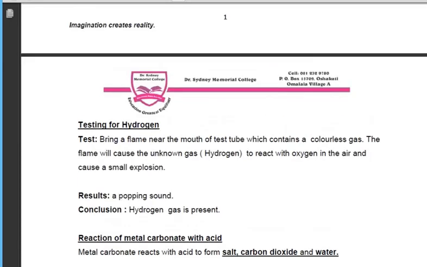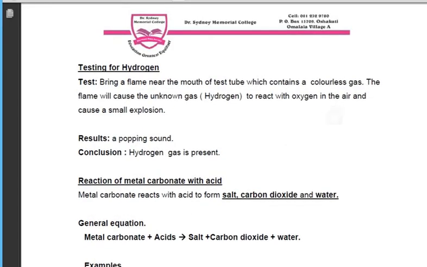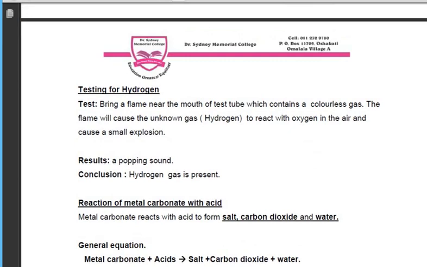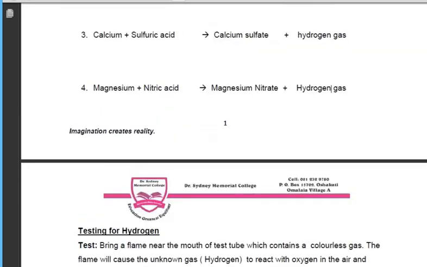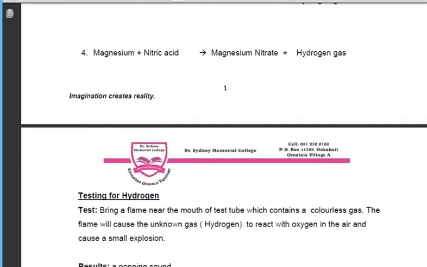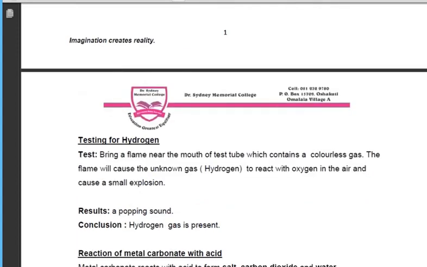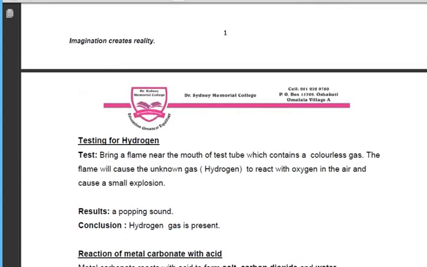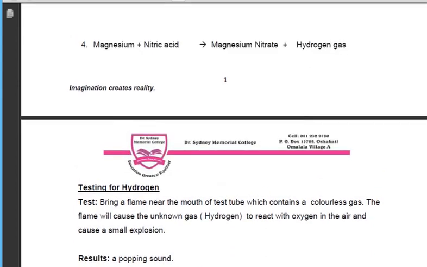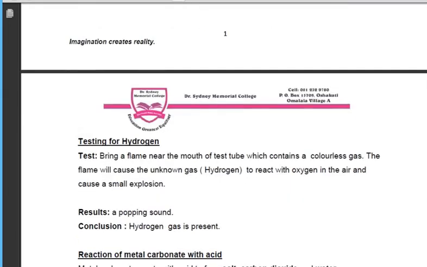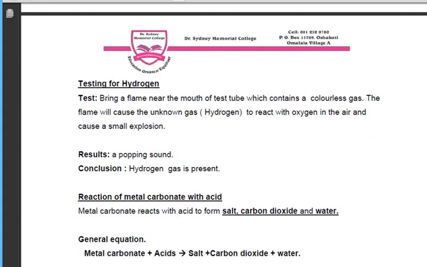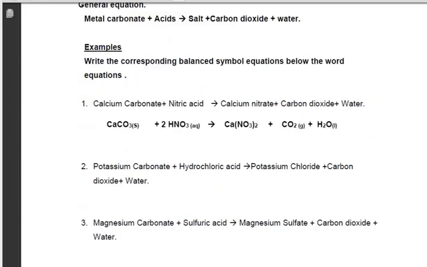So before we move on to reactions of metals and metal carbonates with acids, just look at the reaction of hydrogen, how you would test for hydrogen. Just go over the simple notes. If you go back to your grade 8 notes, you will find how we tested for carbon dioxide, how we tested for oxygen, and this is now how we test for hydrogen. So just take a few minutes to go over that material.